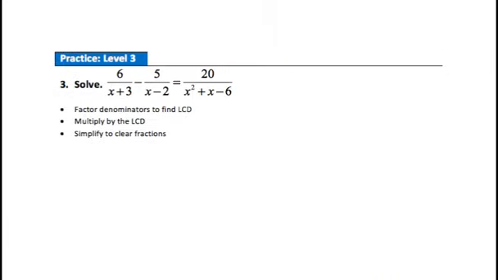Now it's time to practice this level 3 rational equation. Go ahead and pause your video player and answer this question. When you get done, hit play to see how you did. Remember that we're going to have to factor these denominators first before we'll be able to find that LCD.